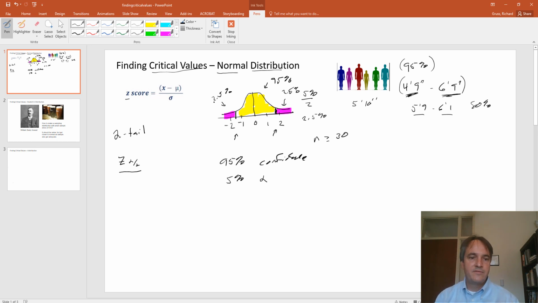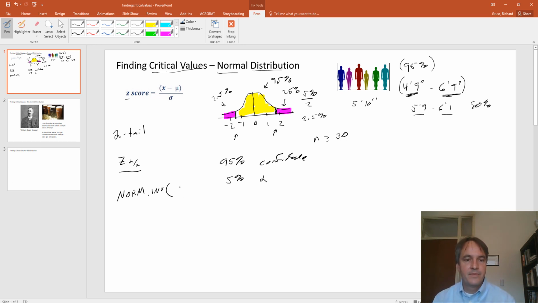Okay, so how do we find this? We have a function in Excel that we can use. It's a normal distribution, and we're going to use the INV. An inverse function is one that takes a probability and gives back a z-score, or in our case, a critical value. So NORM.INV.